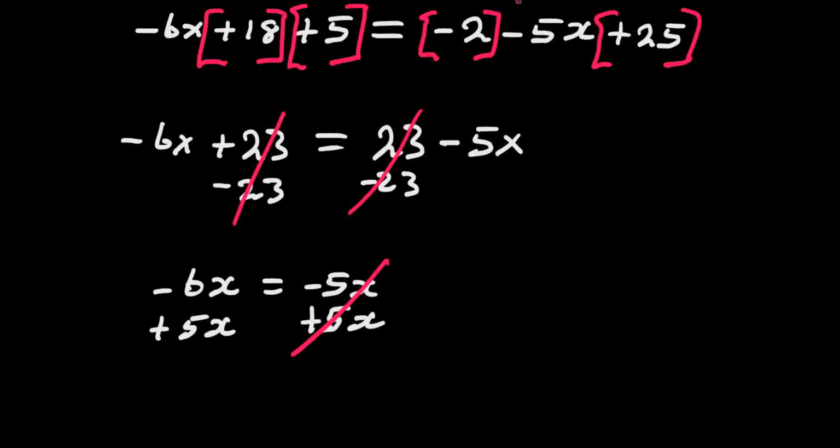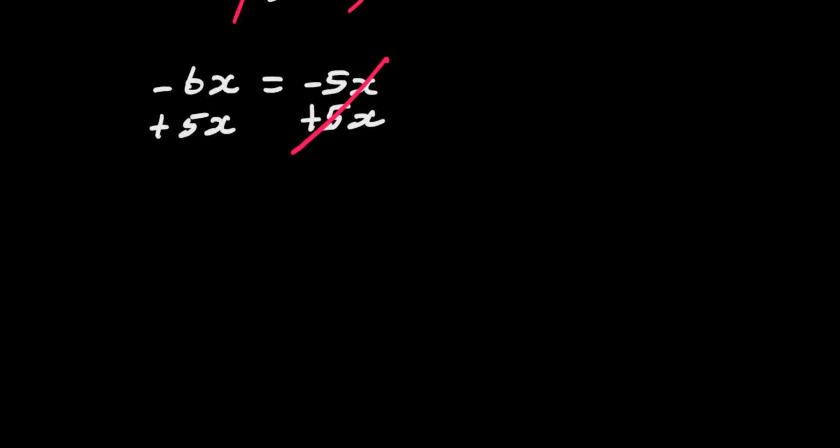So this is out. And negative 6x plus 5x is negative 1x, which can be written as negative x, equals 0. So you can see this as negative 1x, and so you divide both sides by the coefficient of x, which is negative 1. Divide both sides by negative 1.